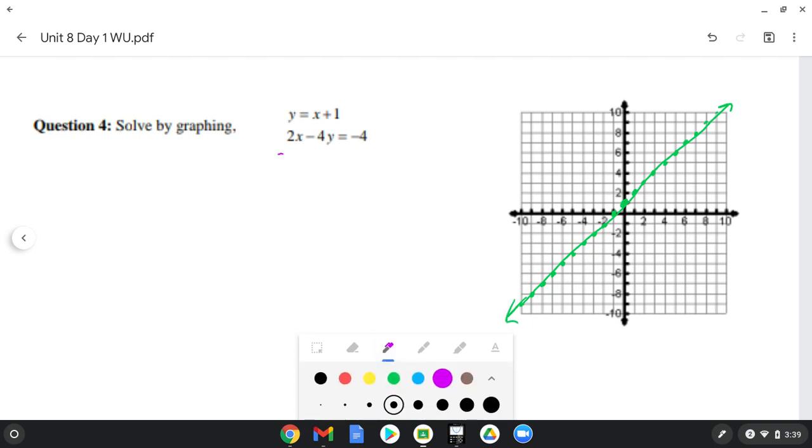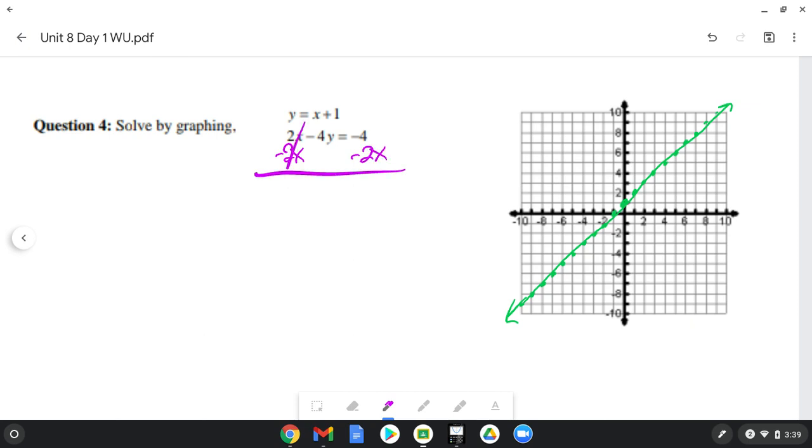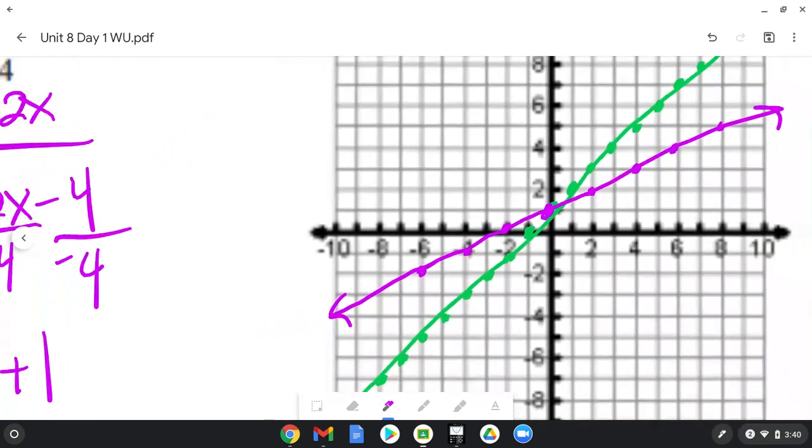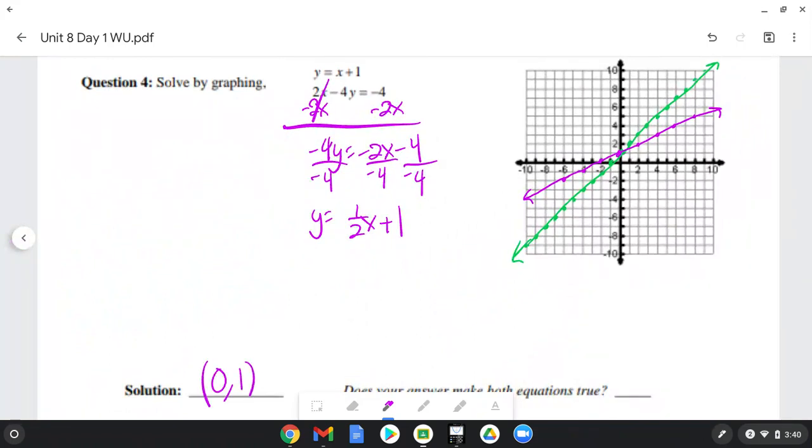The bottom one, I've got to solve for y, so you've got to subtract 2x. You get negative 4y equals negative 2x minus 4. And you divide by negative 4. You get y equals 1/2 x plus 1. So we go to 0, 1 and go up 1 over 2 forever. And down 1 to the left 2 forever. So then in the end, it looks like they overlap at 0, 1. And if you plug it in, your answer is going to be yes.